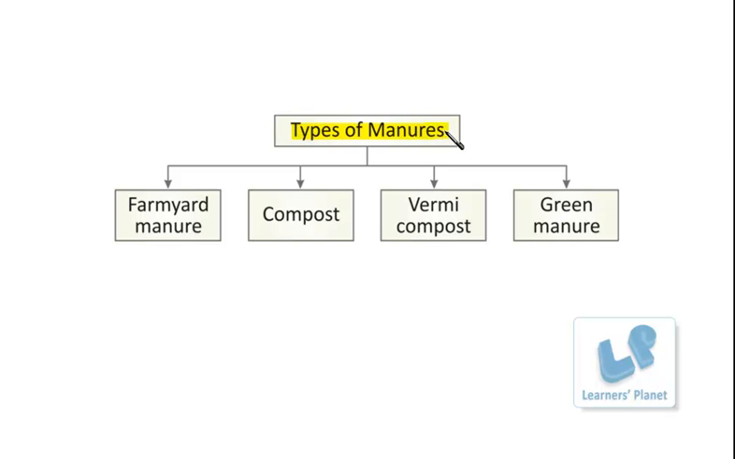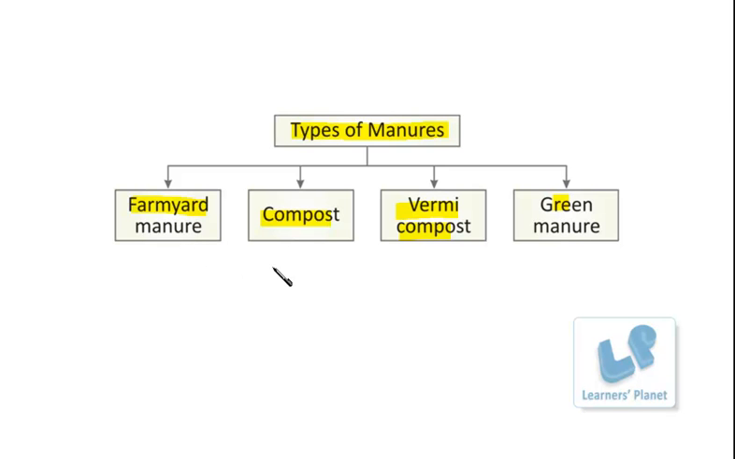It has a friendly relation with the environment. These different manures are classified on the basis of the type of waste used for the production of the manure, and the site or the way it is produced. For example, farmyard manure, compost, vermicompost, and green manure. In the case of farmyard manure, domestic, or I can say animal and plant waste, is used, in open spaces.